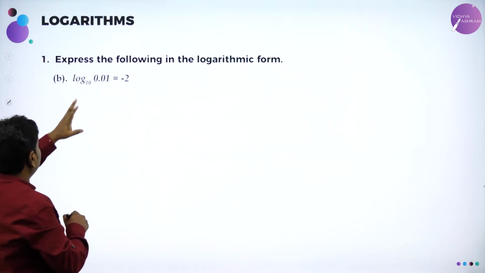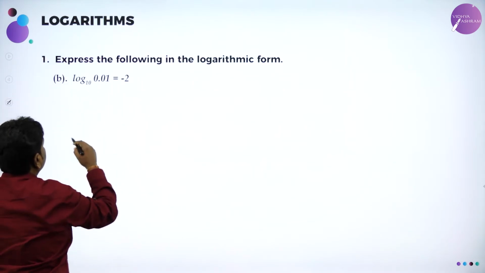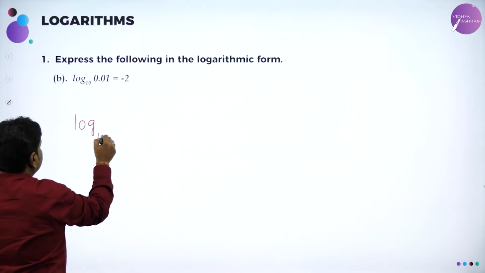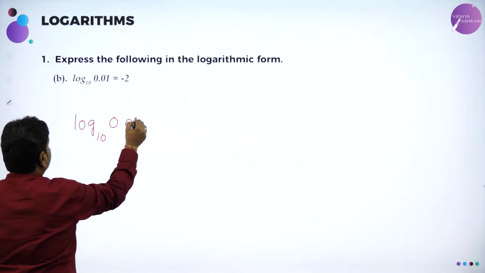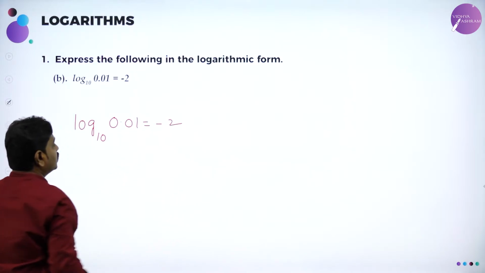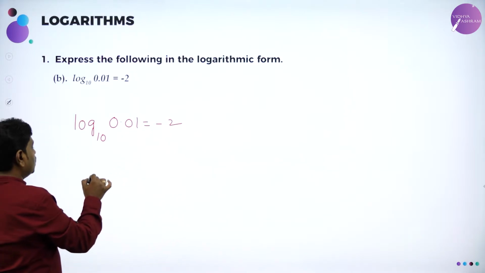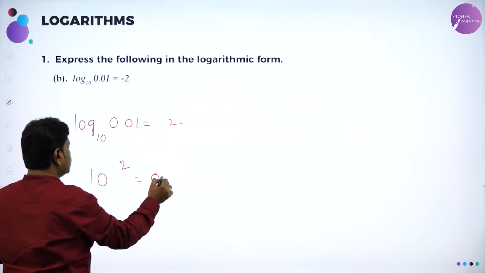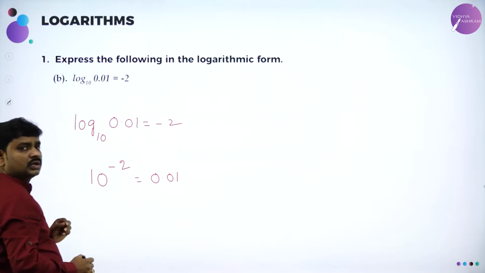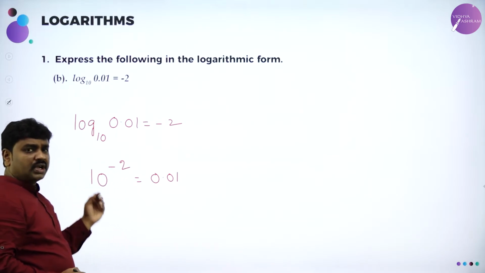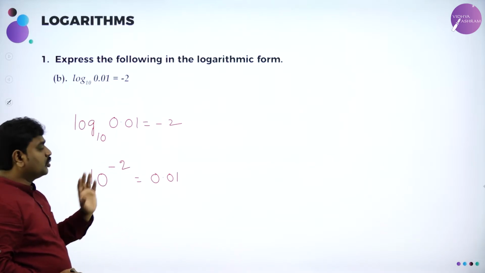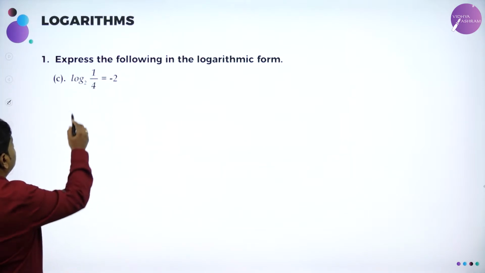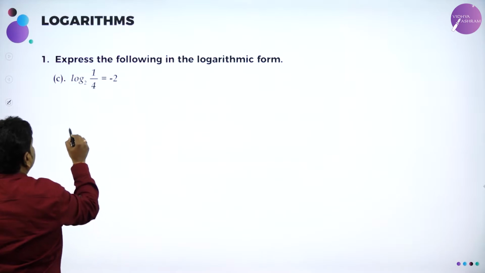Same thing, we have log base 10 of 0.01 equal to minus 2. You can write this as what? Base is 10, power RHS minus 2 is equal to what? 0.01. Yes, this is true. 10 power minus 2 is what? 1 by 100. 1 by 100 is what? 0.01. That's it. Then log base 2 of 1 by 4 is minus 2.